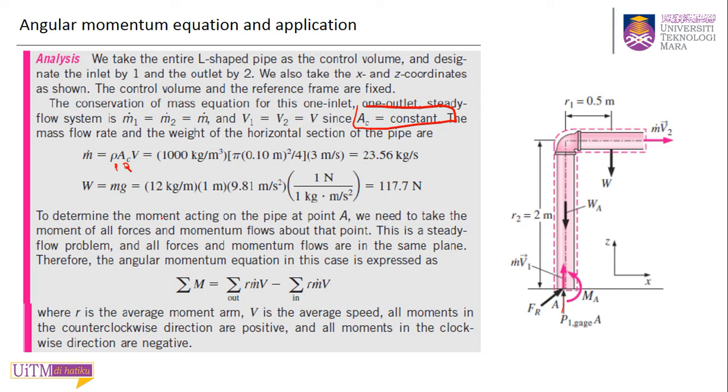We need to find this mass flow rate because we will use this value inside our angular momentum equation again. That's why we find the mass flow rate.